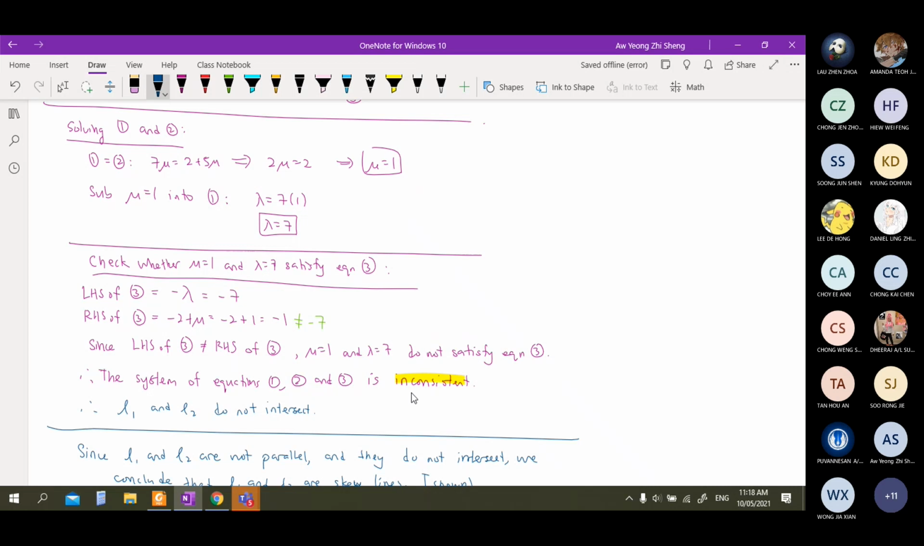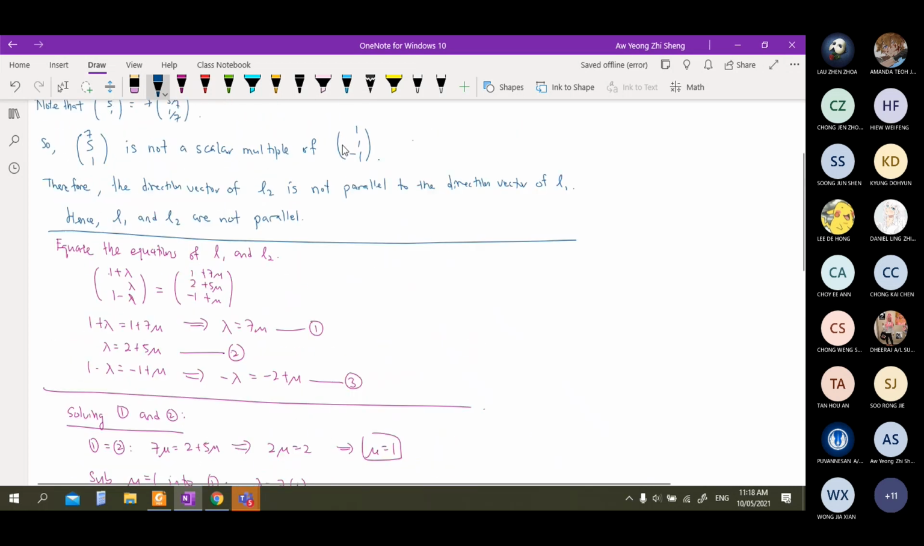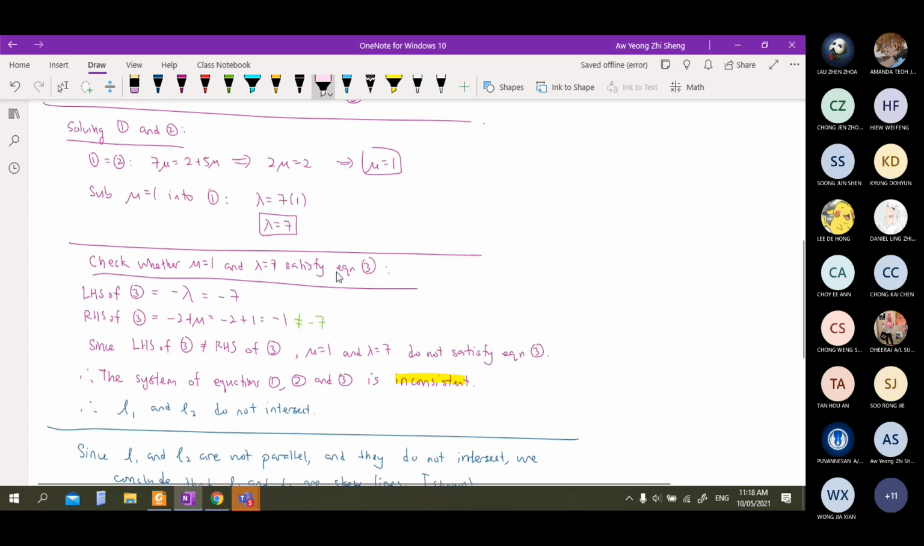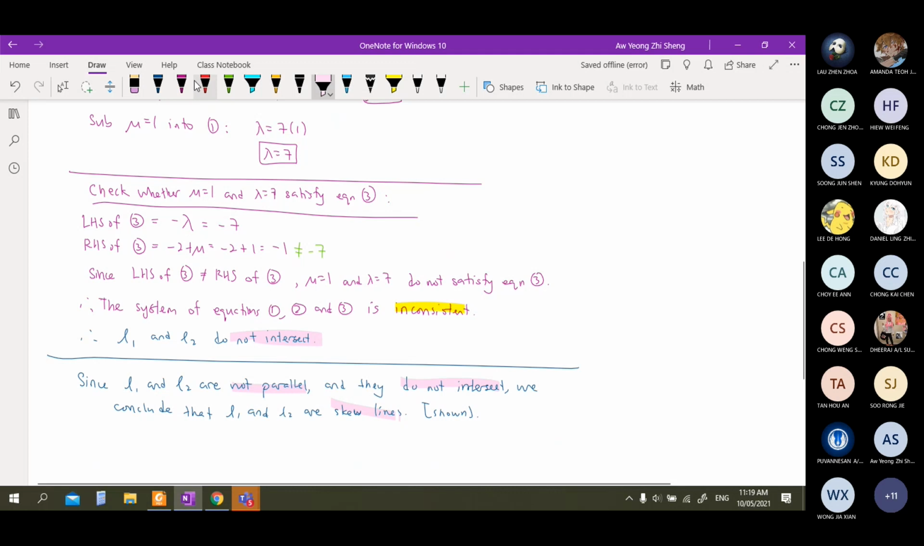So at the very end, we combine the two conclusions that we had just now. So earlier we had a conclusion that they are not parallel. Then we also had a conclusion that they don't intersect. Then at the end, you combine, since not parallel and don't intersect, they are skew. Okay. So this is the whole procedure.